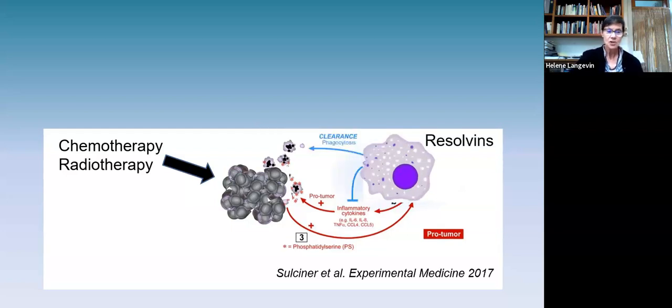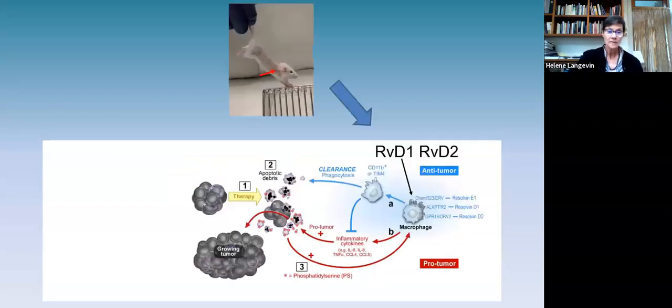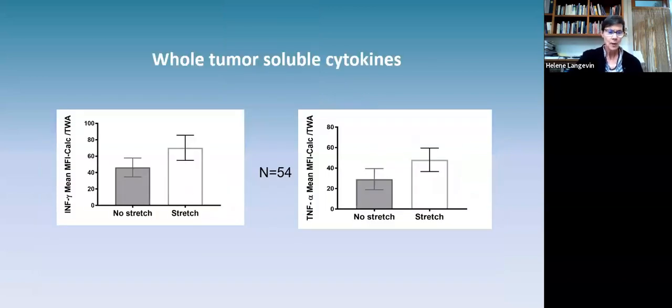So the study showed that injecting the resolvins changes the behavior of the macrophages and switches them to a phagocytic phenotype that cleans up the debris and turns off the inflammation. So we wondered if this was going on in our model. To our surprise, when we looked at the inflammatory cytokines within the tumor, we did not see a decrease. And we even saw a trend towards increased inflammatory mediators in the stretch group. Now, although this difference was not statistically significant, we decided to investigate this further.